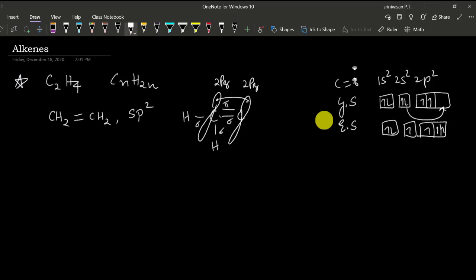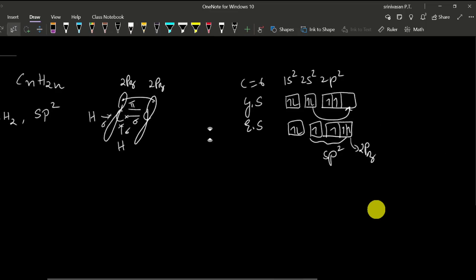So basically it requires only 3 unpaired electrons to form the 3 bonds, one bond with a carbon and two bonds with two hydrogens. So it takes those 3 unpaired electrons from one s and two p orbitals. That means it will form sp2 hybridization. This means that this 2pz orbital will be unused. So that unused electron is in the 2pz orbital, which will be lying perpendicular to the plane of the molecule.